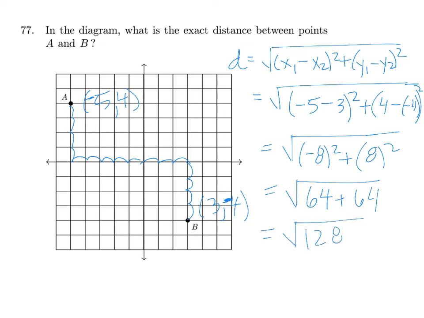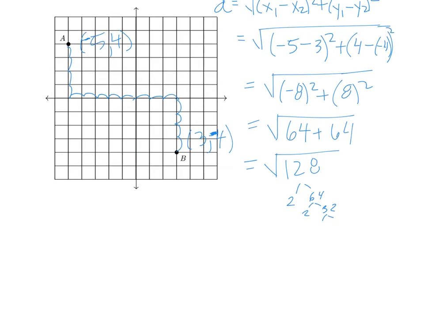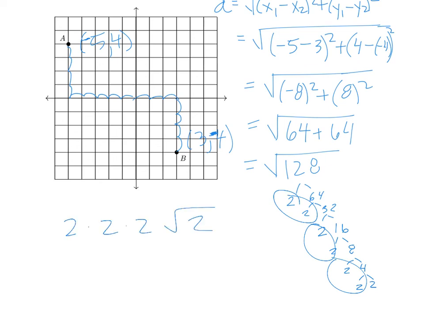We could simplify that to 2 times 64, 2 times 32, 2 times 16, 2 times 8, 2 times 4, and 2 times 2. I'm looking for pairs. So I could pull out three 2's, 2 times 2 times 2, square root of 2 left over, so I end up with 8 square root of 2 as my final answer. Done.